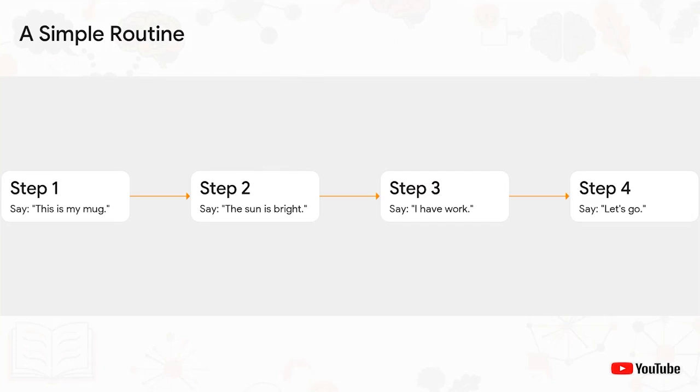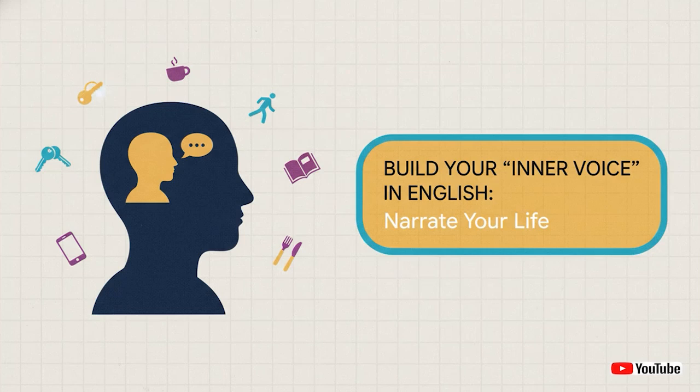A little morning routine is the perfect way to do this. Just saying 5 small sentences out loud. Things like, "This is my mug," or "The sun is bright." Doing that every single day builds your confidence and makes speaking English feel like a totally normal part of your routine. Here's another great one.